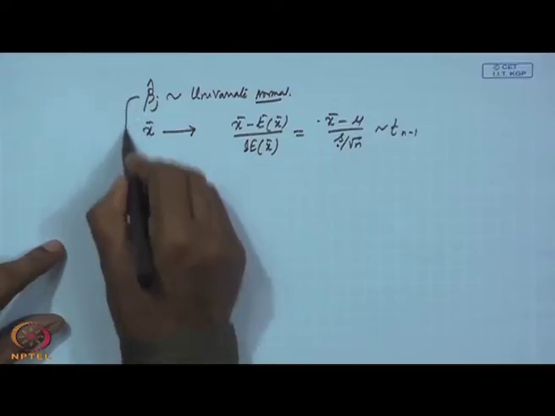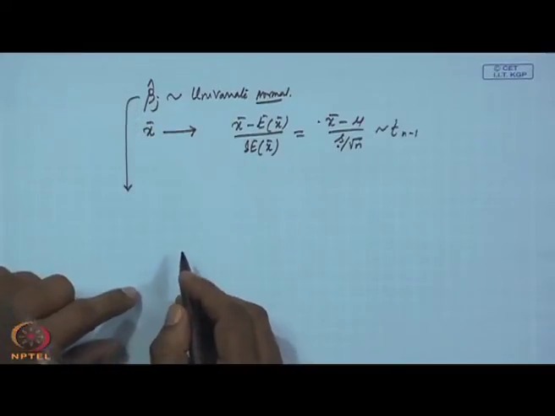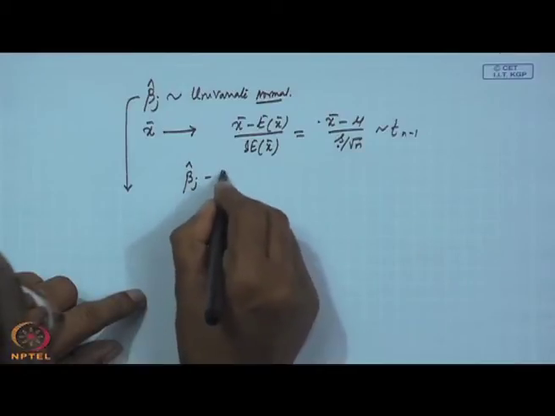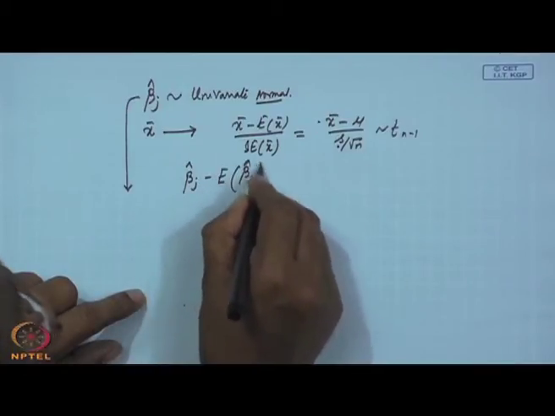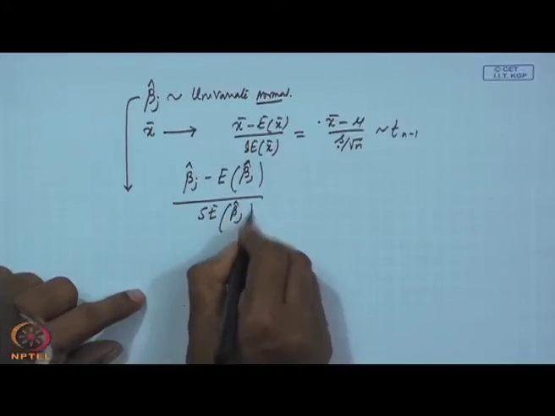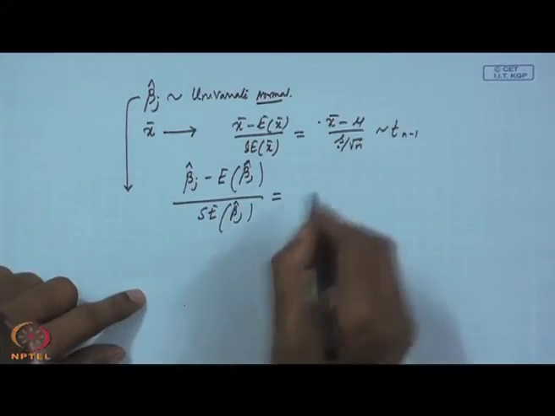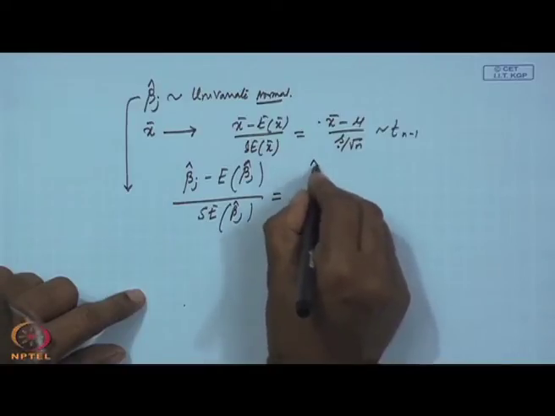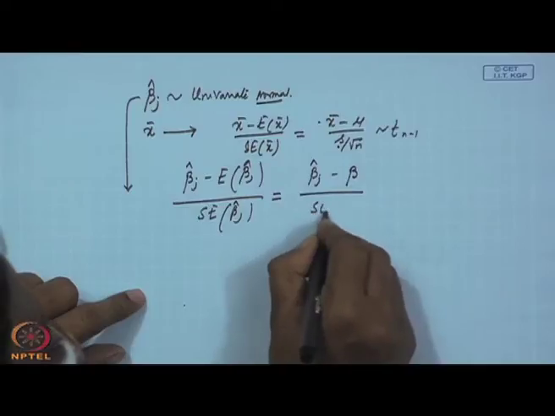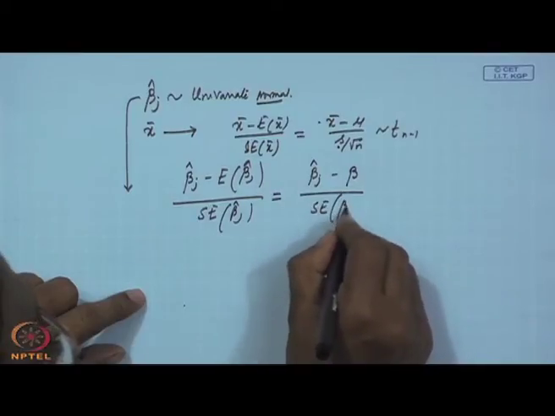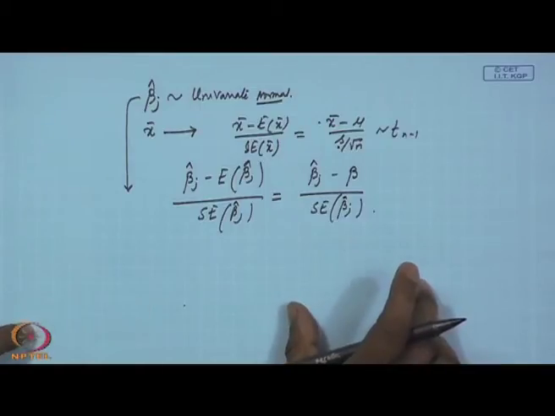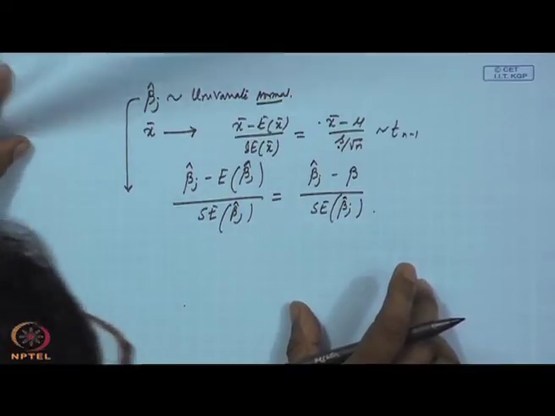Now, for beta cap, let us do the similar thing. If I write beta j cap minus expected value of beta j cap divided by standard error of beta j cap, what will be this value? This value will be beta j cap minus beta divided by the standard error of beta j cap, that you require to find out. How do you find out this one?